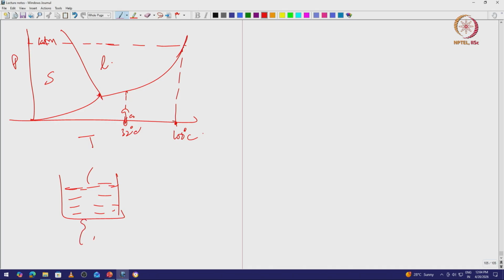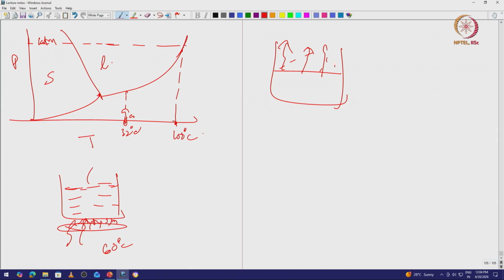But let us say I am heating this water. The room temperature is some 30 degrees Celsius, but from room temperature I have heated this water on a gas stove to about 60 degrees Celsius. Now, I said that the surface molecules are evaporating, that is okay, surface is fine, I understand. What happens to the bulk?